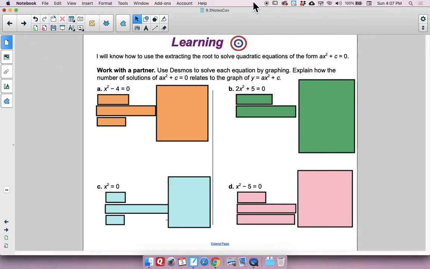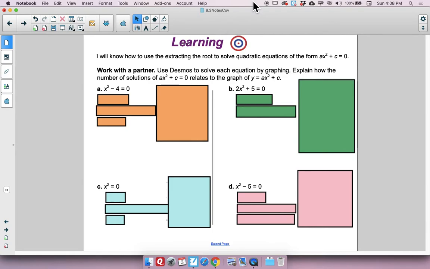Okay, our learning target is that you will know how to use the extracting the root method to solve quadratic equations in the form of ax squared plus c equals 0. So again, this is the third of 5 methods that we're learning to solve quadratic equations. The first was by factoring and using the zero product property. Second one was from 9.2, which was by graphing. Not our favorite method, but set your equation equal to 0 and then find the x-intercepts. And then this is the third. We call this extracting the root.